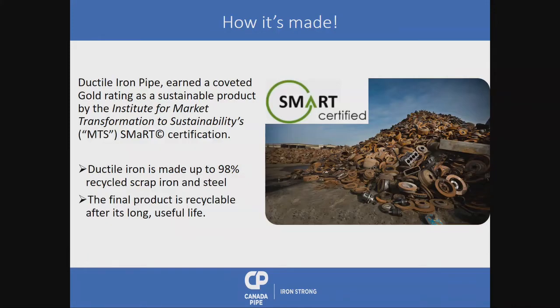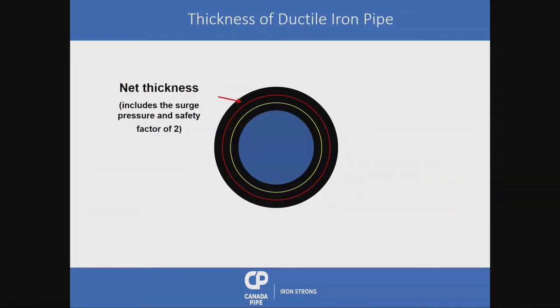So when I said before, it is 98% recycled material that goes into ductile iron pipe. Like I said, it's mostly cars, train cars, and it's actually 100% recyclable itself. So once the product is done its life, which is about 100 years, you can take that pipe and recycle it as well.